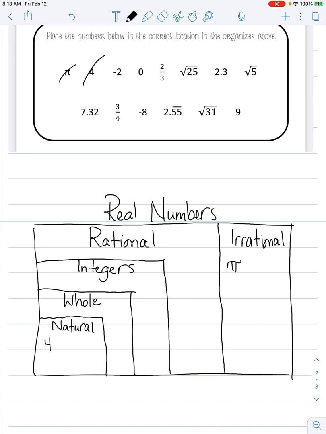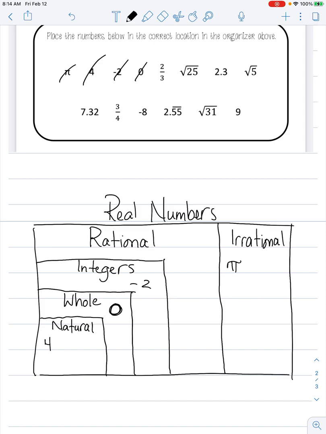-2. So first we want to decide rational or irrational. That's going to be rational. And then let's go down. Is it an integer? Yes, it's a negative whole number. So I'm going to put it there. I can't go down to whole because that's just 0, 1, 2, 3, 4, just our positive whole numbers. Which brings me to the next number. 0 is rational. It is an integer, but the first time it shows up is as a whole number. So 0 should go in our whole number section.